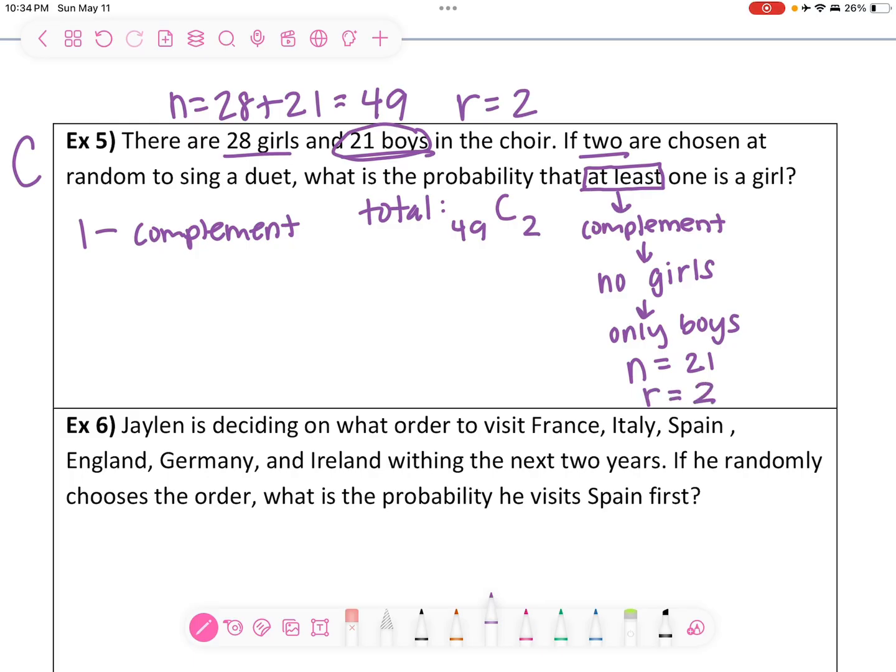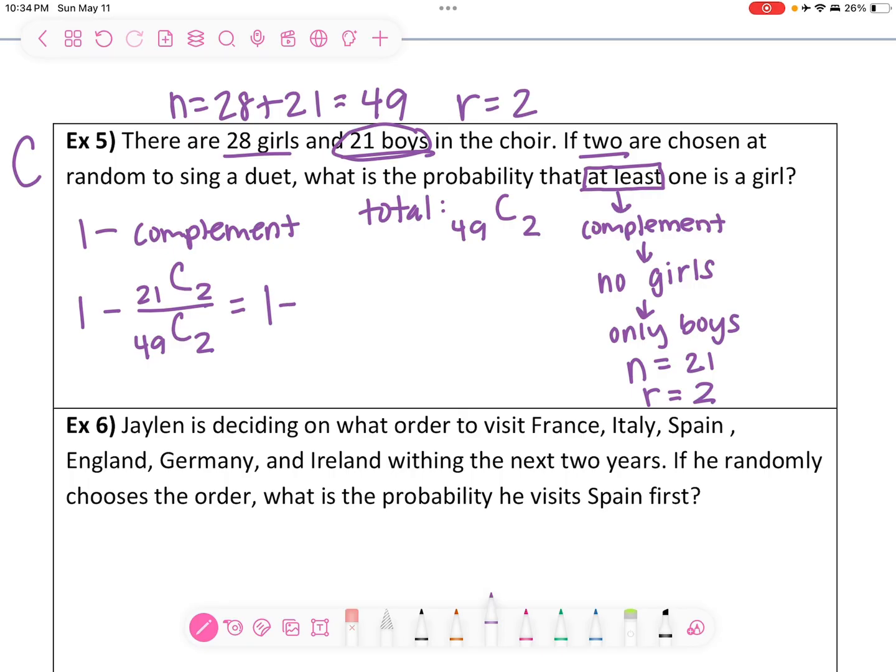Okay, so we're going to do 1 minus. For our numerator, it's going to be 21 combination 2, looking at only the boys. For our denominator, it is going to be 49 combination 2, looking at everybody, all the possible outcomes from the whole class. So you can do this straight into the calculator, but we can do it in pieces.